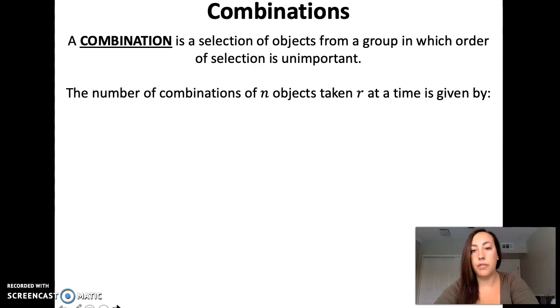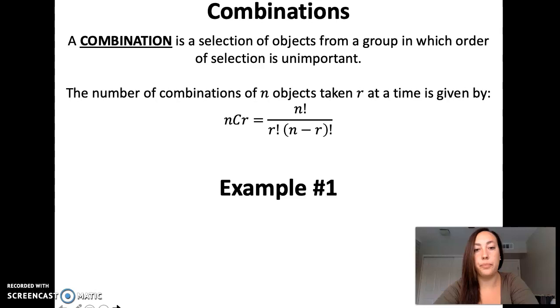It has a very similar formula. So if we have n objects and we are choosing r of them, we calculate that. I read this n choose r. We have n objects and we're choosing r of them. So n factorial over r factorial times n minus r factorial.